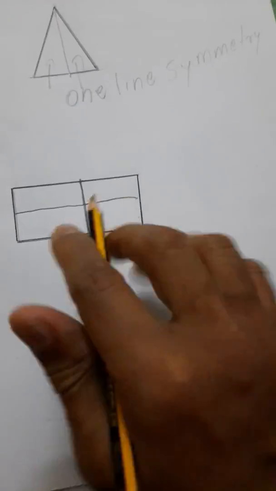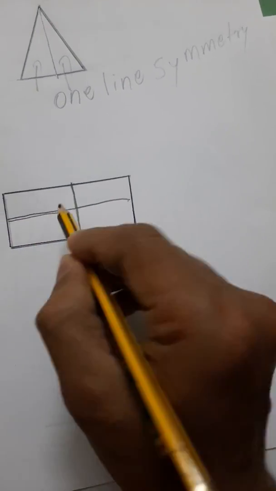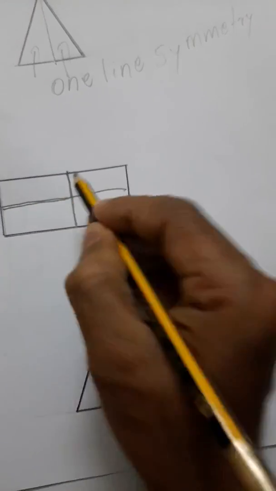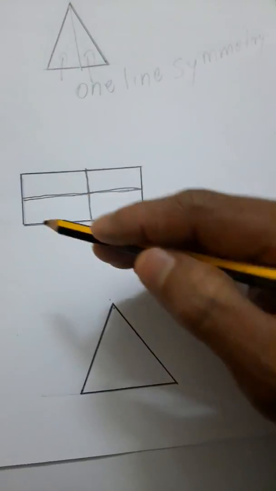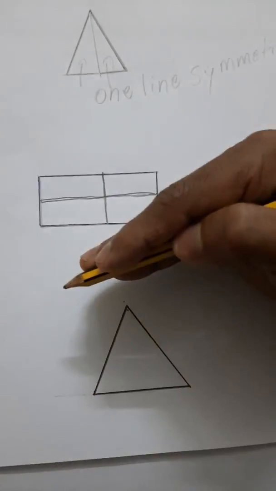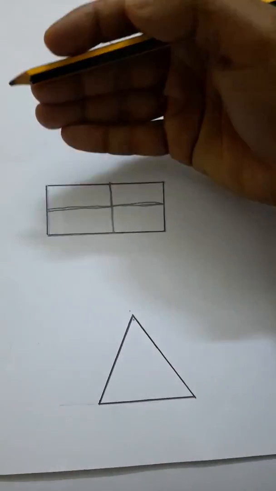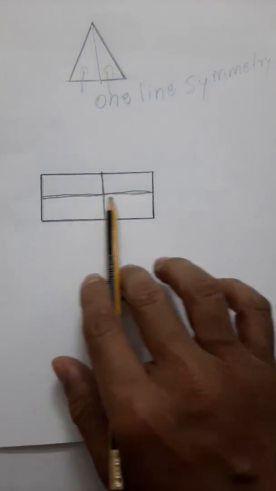This is also exact. This is correct. Look, this is also an exact match. Just fold it this side. You fold it like that. This is an exact match. This is also symmetry.